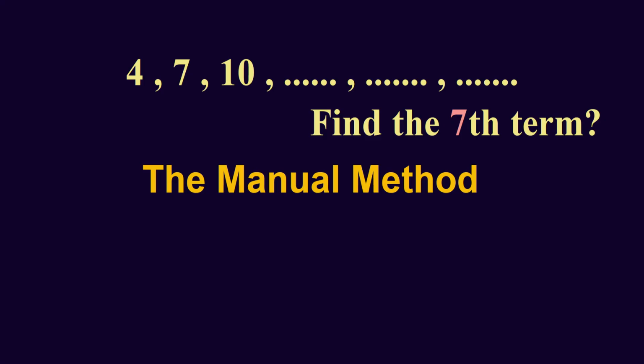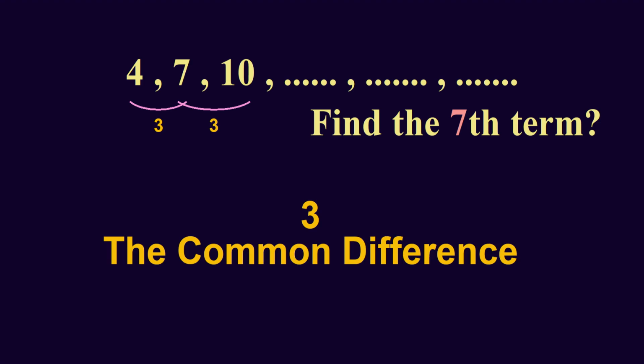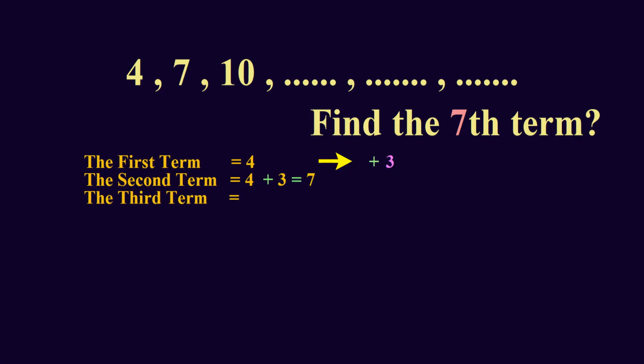Look at the problem. Since each term increases by 3 from the previous one, this 3 is called the common difference. The first term in the arithmetic sequence is equal to 4, and we can get the second term by adding 3 to the first term. So the second term is equal to 4 plus 3, which equals 7. And we can get the third term by adding 3 to the second term, 7 plus 3, which equals 10.